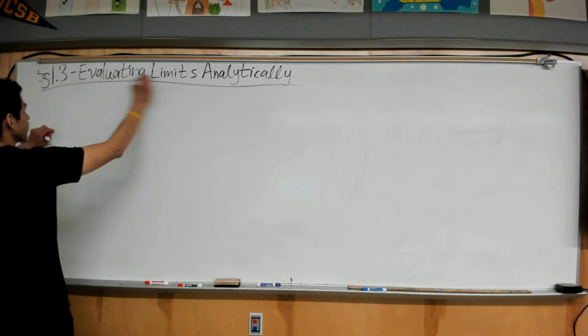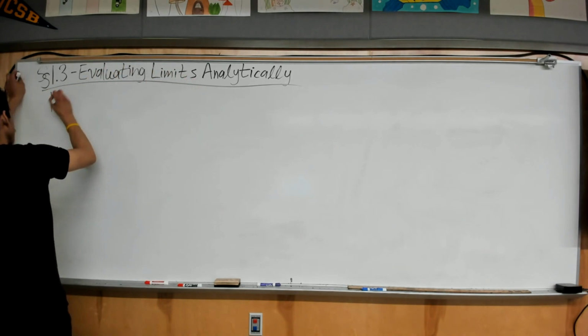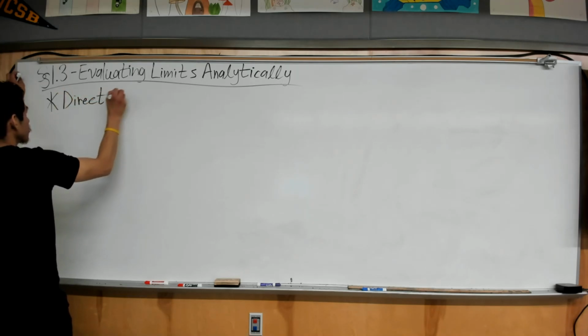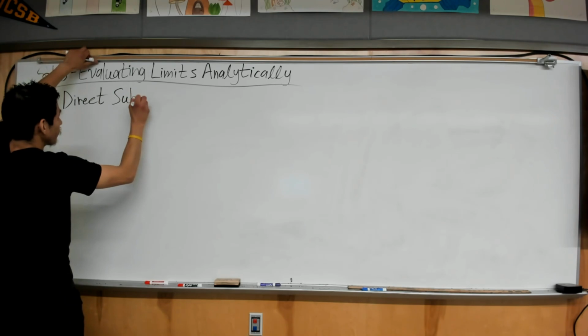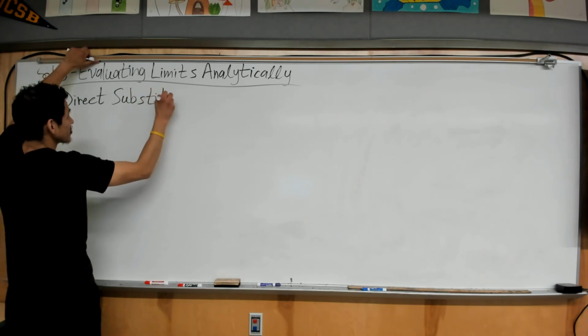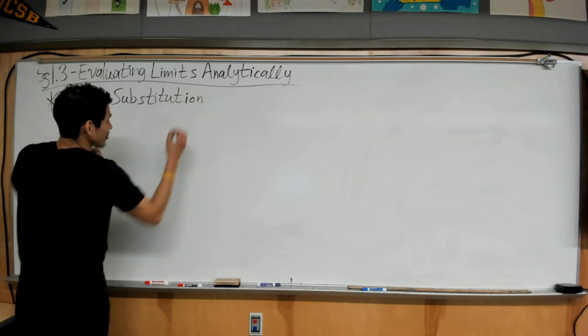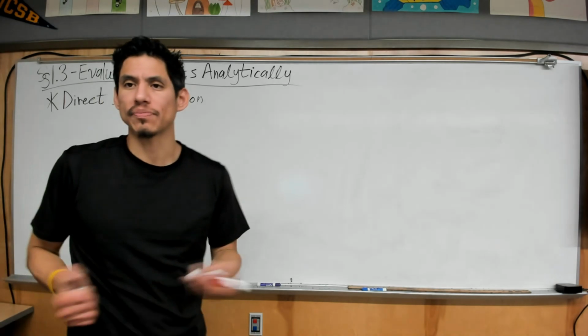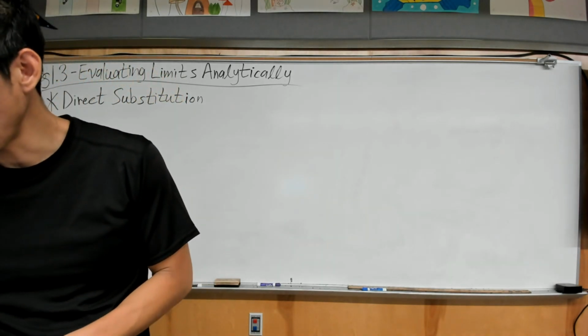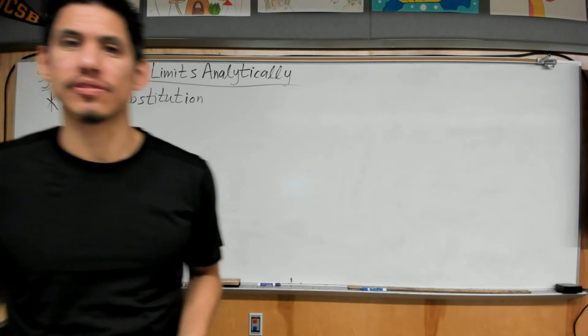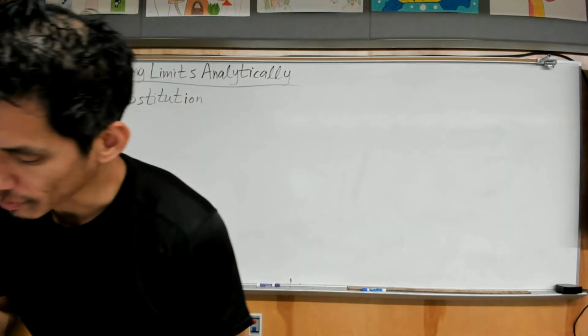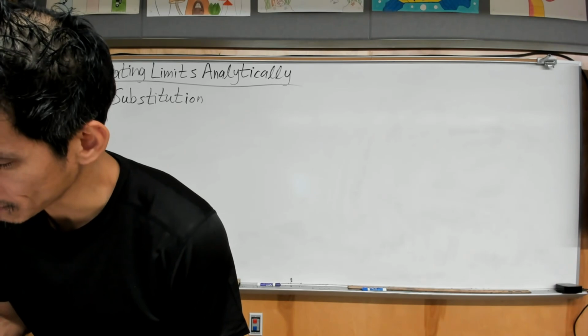So when you're evaluating limits analytically, there's really two main techniques. The first one is direct substitution. Let's try this first. If this doesn't work, then I'm going to show you the second one, but always try this first. No, not always, but try this first. So what does that mean? It means you substitute directly. Now, what does that mean? I'm going to show you with an example.